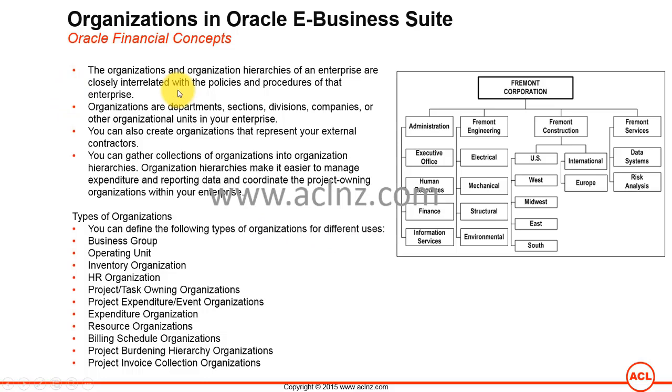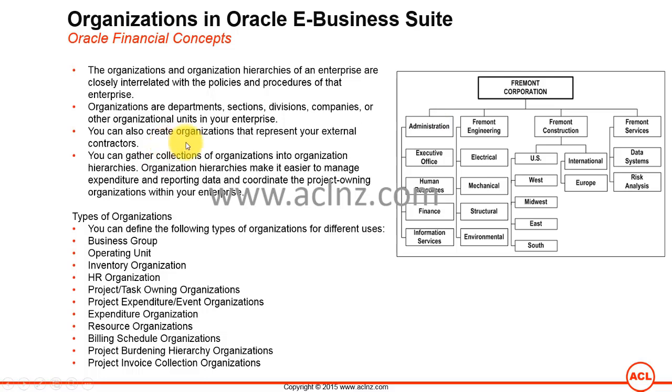The organization and organization hierarchies of an enterprise are closely interrelated with the policies and procedures of that enterprise. Organizations are departments. They could be sections, divisions, companies, or other organizational units in your enterprise. For example, Fremont Corporation is a very large organization. Within that, you've got subsidiary companies. Let's say one of the companies is in Singapore, another company is in New Zealand, another company is in Australia, and they've got, say, one more company in Germany. So all these multiple subsidiary companies can be called organizations in themselves. And within those companies, if you define departments or divisions, those divisions can also be called organizations in eBusiness Suite.